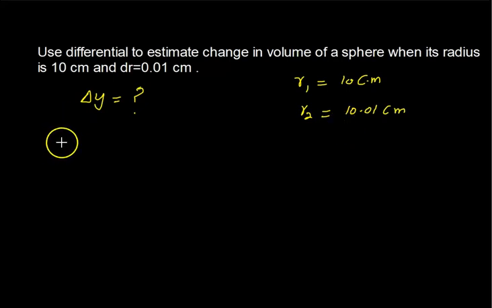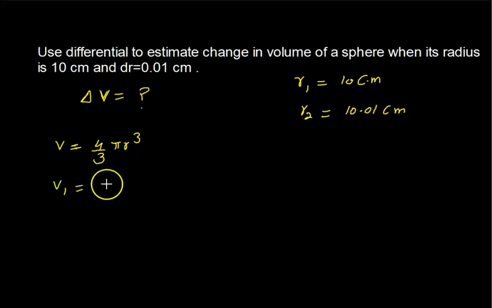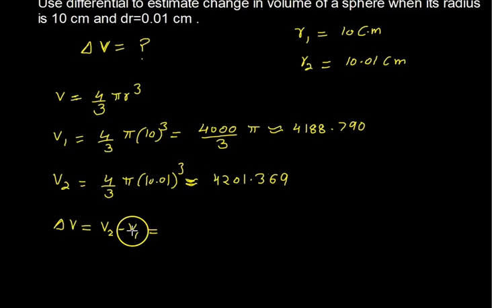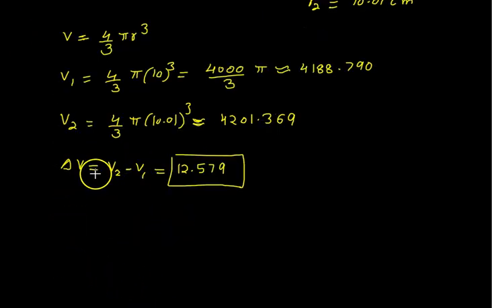First we write the formula for the volume of a sphere. So we are going to study the change in V values when the r values are changed from 10 centimeter to 10.01. First we find V1. For that, we just plug in r as 10 and calculate its value. It's 4000 over 3 pi. Then we find the second V value when r is 10.01. By subtracting them, we get the difference in V value, which is approximately. So this was the true change in y values of the actual function.